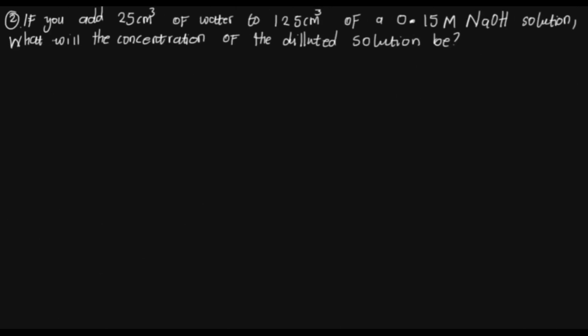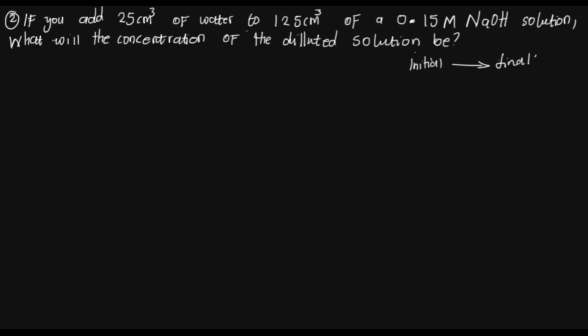Okay, now let's look at the last example. If you add 25 cubic centimeters of water to 125 cubic centimeters of a 0.15 molar sodium hydroxide solution, what will the concentration of the diluted solution be? So let's say we have the initial. So the initial is before dilution and the final after dilution. So now we need to be careful here.